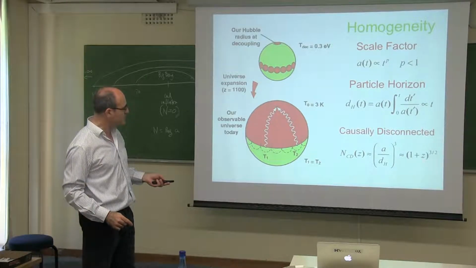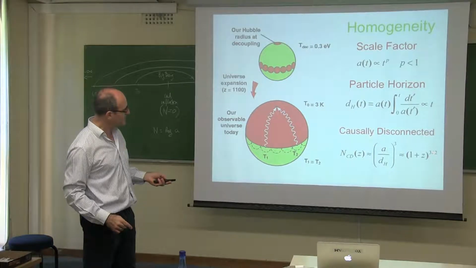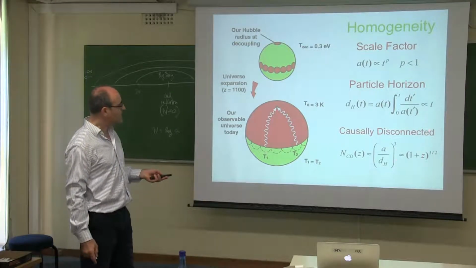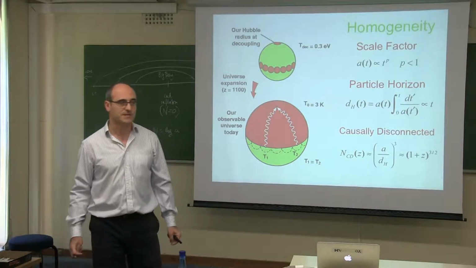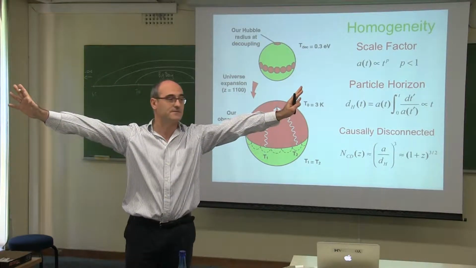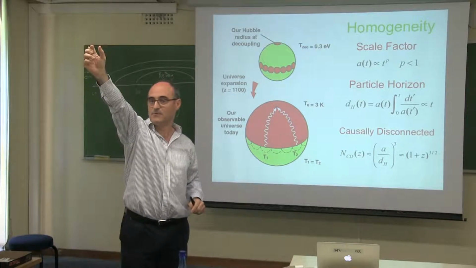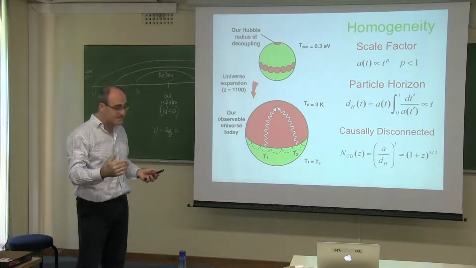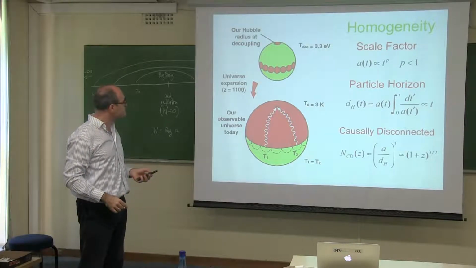If you ask how many causally disconnected regions there are at that time, this goes like (1 plus redshift) to the 3 halves during matter domination. So if we substitute here decoupling, 1100, then we get something like 10 to the 5 disconnected regions. So in the sky, there are 10 to the 5 disconnected regions. Again, anything which is beyond 1 degree didn't know about each other at the time of decoupling.